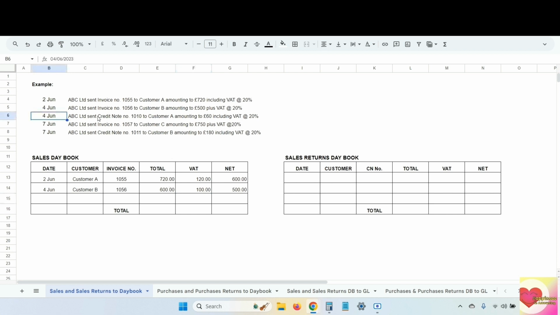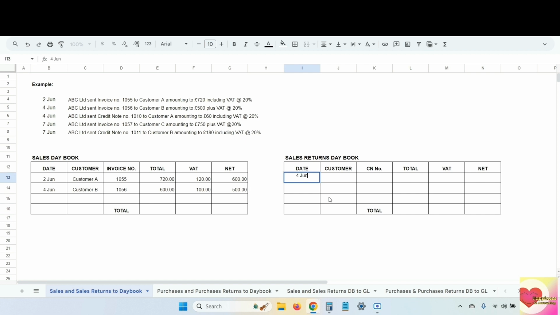Next, on the same day, ABC Limited sent credit note number 1010 to customer A amounting to 60 including VAT at 20%. In this example, ABC Limited sent a credit note to customer A who returned some defective goods. The amount is 60 including VAT at 20%, so that means it's the gross amount. Now we will enter this transaction into our sales returns daybook.